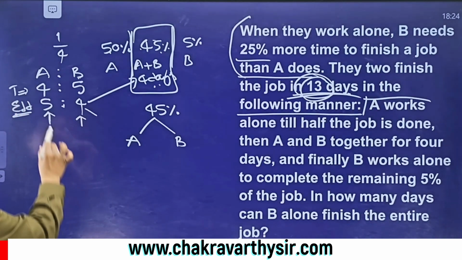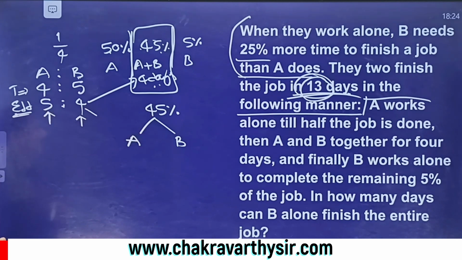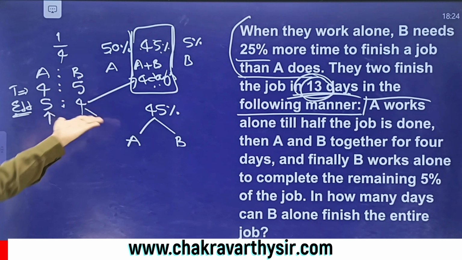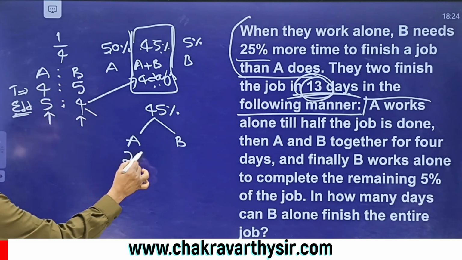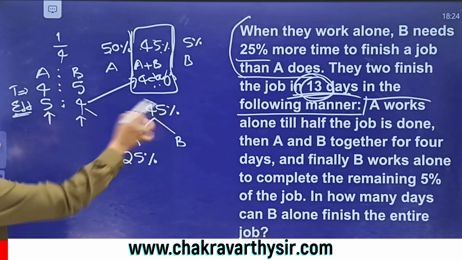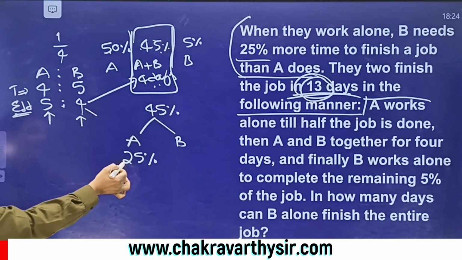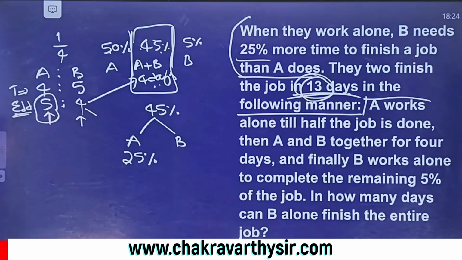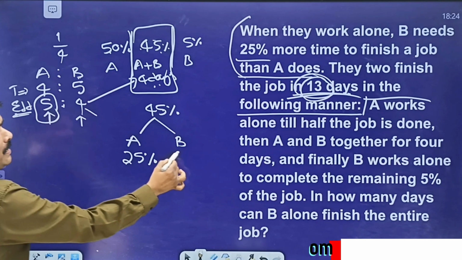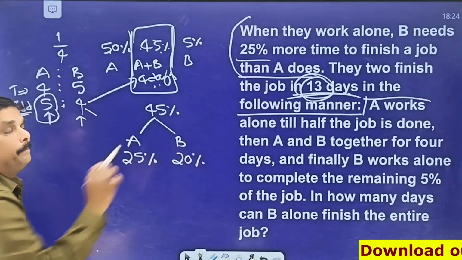Now, what is 5 parts of 45%? 5 parts of 45% is 5 plus 4, this is 9. You can do it in any way. 9, that means that is 5. 5 fives are 25, right? 25% of the work. Out of this 45%, 25% of the work is done by A because his efficiency is this much. And the remaining 20% of the work is done by B.